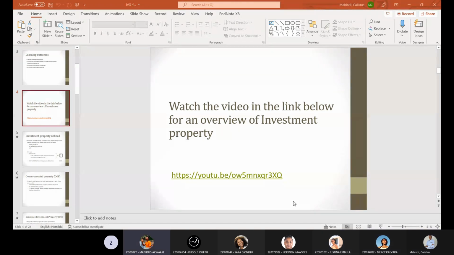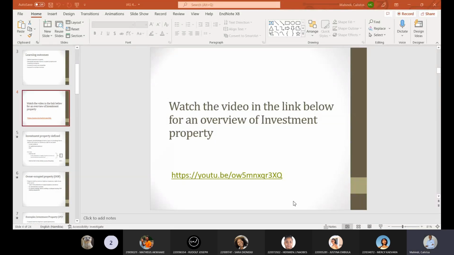They are assets that are held for rentals or for capital appreciation. Okay, Matthias. I think Mercy wanted to add something. Go ahead, Mercy. You can unmute your mic. And Sarah mentions that it's a building for rental purposes, but not for production purposes.